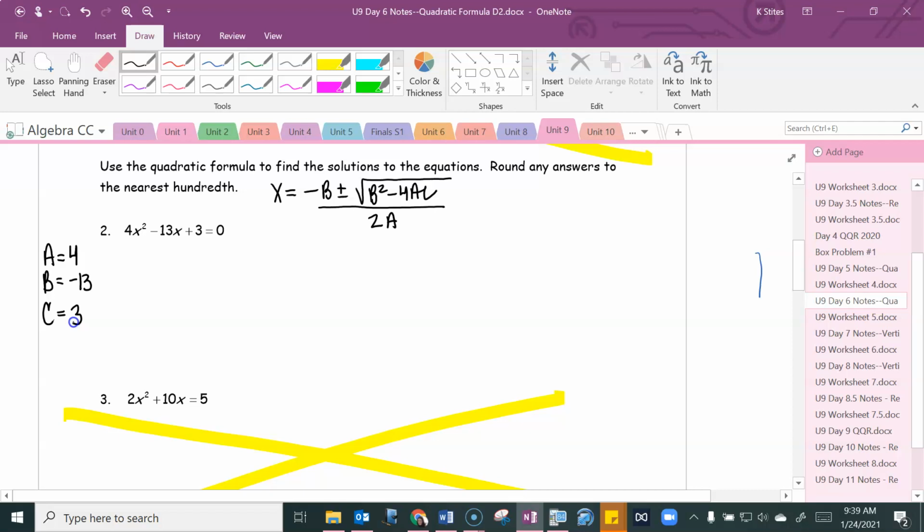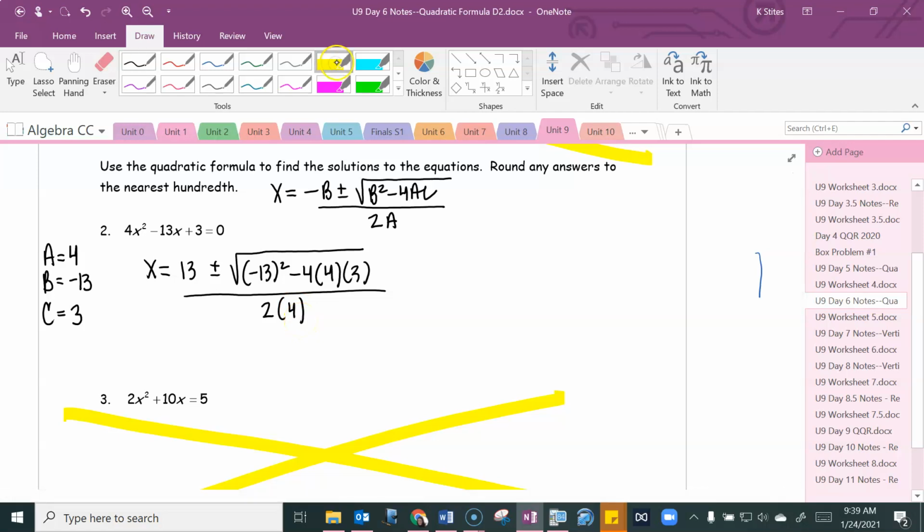And now we'll just go ahead and plug these numbers into our equation. So I have x equals opposite b, that makes this a positive 13, plus or minus square root of b squared, plug that negative 13 in, minus 4, a is 4, c is 3, all over 2, a is 4. All right, next step is to evaluate the discriminant, which is this number underneath the square root.